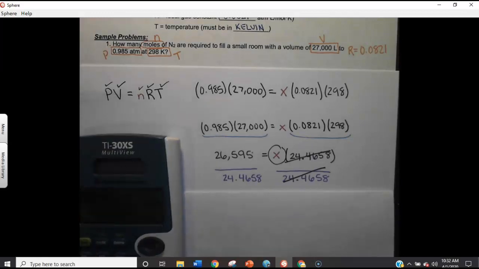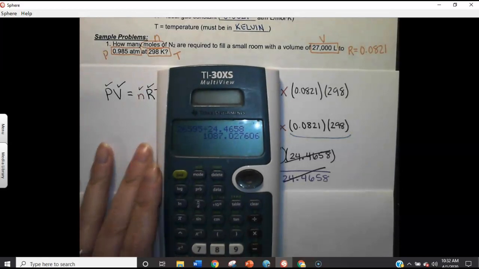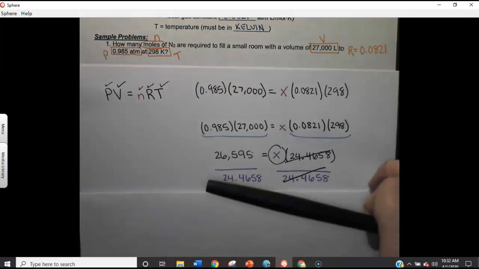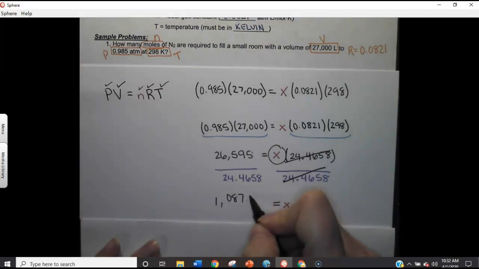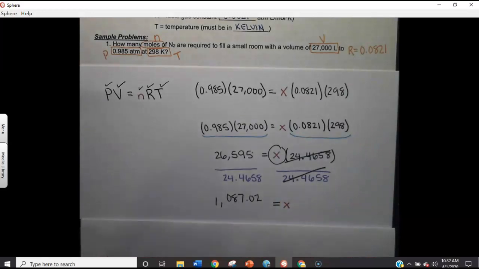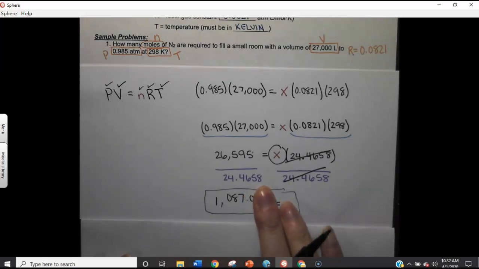And if we plug that into our calculator, okay, so 26,595 divided by 24.4658, okay? You can't see my calculator, can you? There we go, 1,087.02. All right, so I'm going to write that down, 1,087.02. Now be careful on the homework. Some students have been emailing me saying that their answers aren't correct. If they ask you to round to the nearest whole number, that would be your answer. To the nearest tenth, that would be your answer. So just be careful on the rounding, but that's how we do the math.